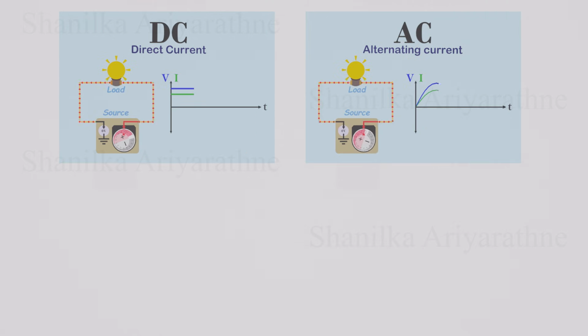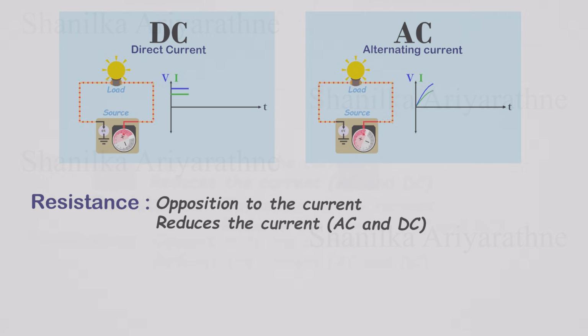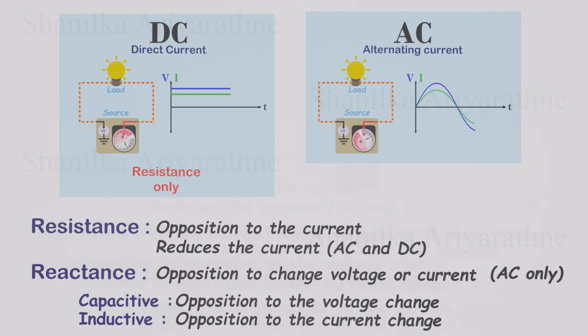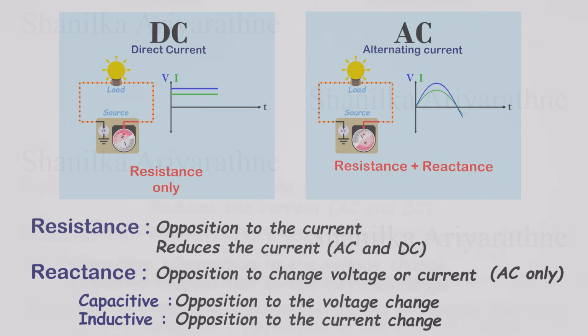Resistance is straightforward. It simply opposes the flow of current. More resistance means less current, whether the circuit uses DC or AC. Reactance is different. Instead of opposing current directly, it opposes change. Capacitive reactance resists changes in voltage, while inductive reactance resists changes in current. In steady DC, once the circuit settles, nothing is changing, so only resistance matters. But in AC circuits, voltage and current are always changing, so reactance becomes important.